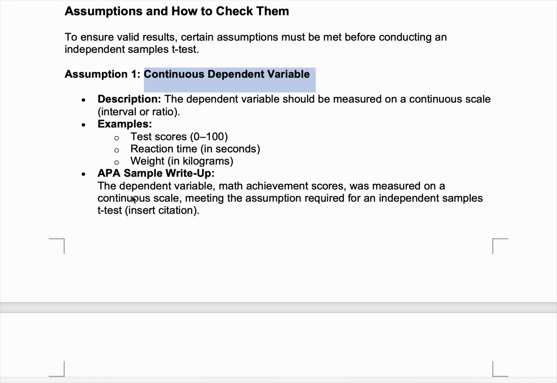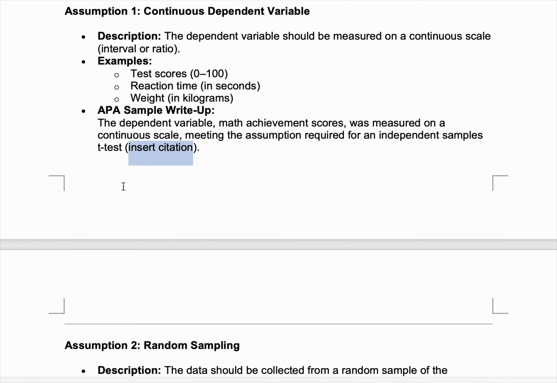And so what I did was I gave you a little bit of a sample right up here. And then you would insert your citation, which would be your textbook. And that would be an APA in-text citation. So it's really simple. You're just going to state it.